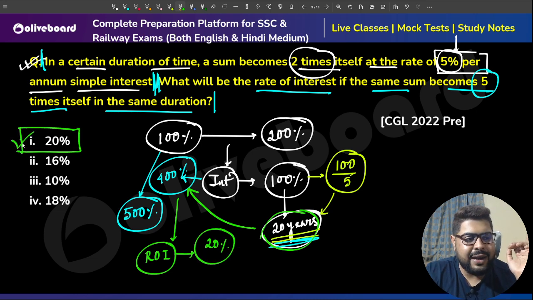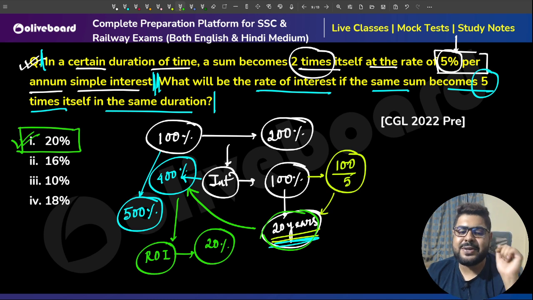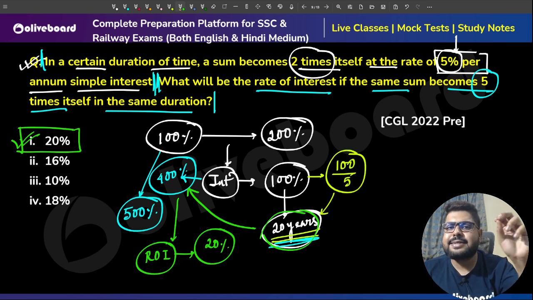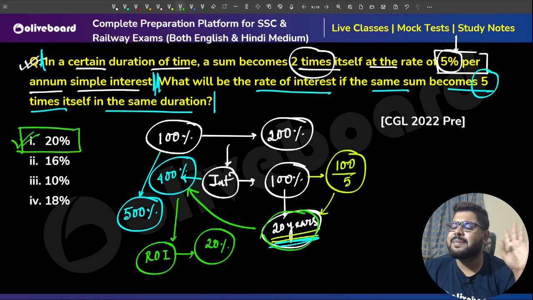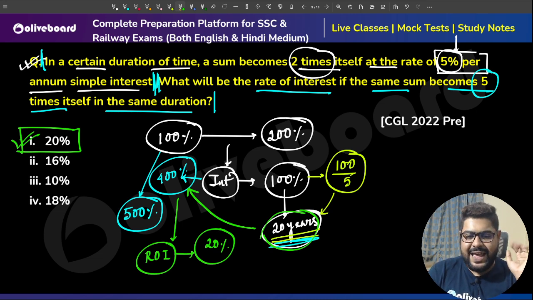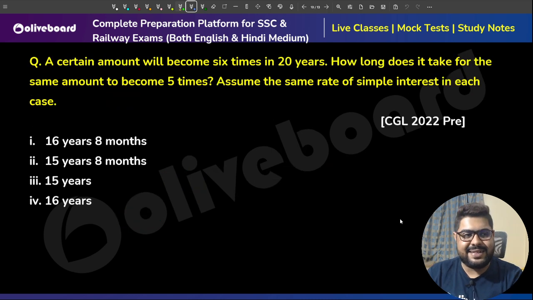Option number 1, 20% is your correct answer, sir. Again, as simple as it gets. Clear now? This one, absolutely clear. Let's move on to the next question then.